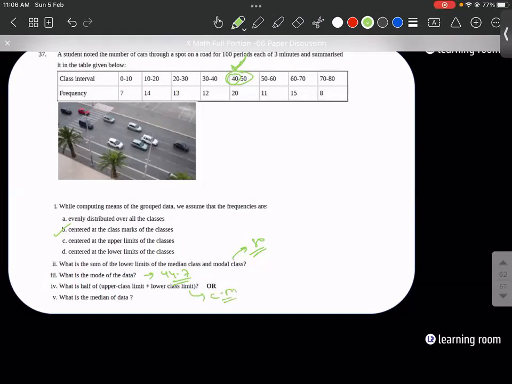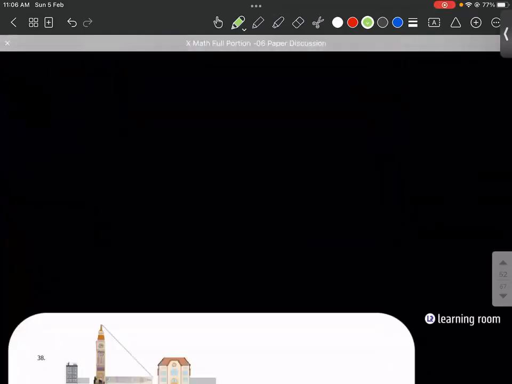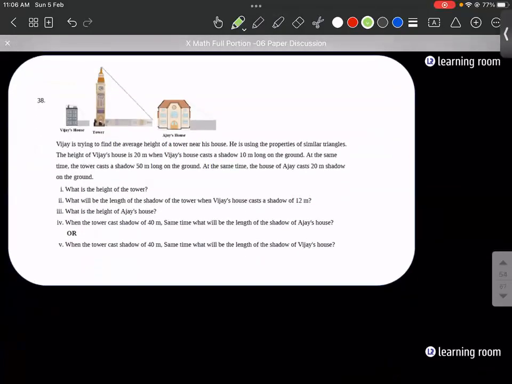What is the median of this data? The median falls in this class. So what answer did you get? The answer will come out as 42. You have that formula, right? You need to apply it and solve this. So that is the answer for this one.